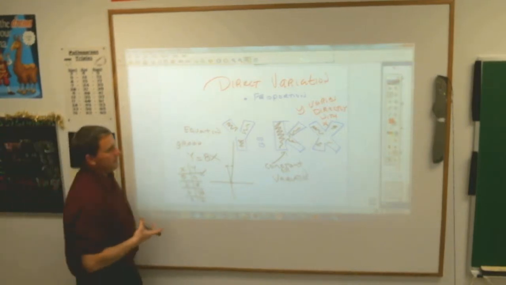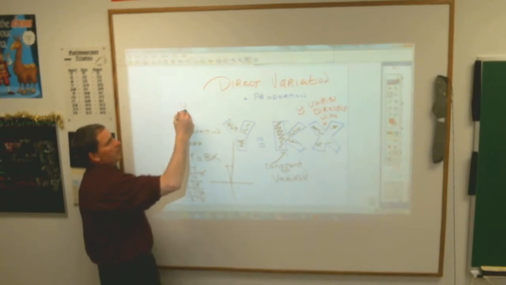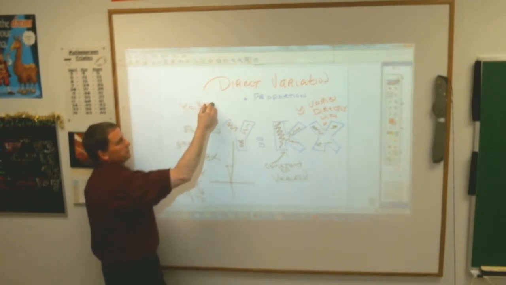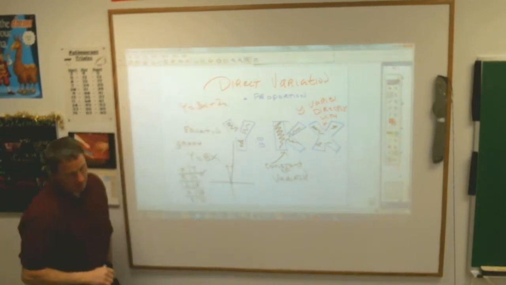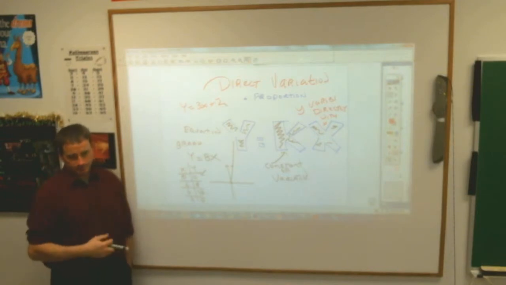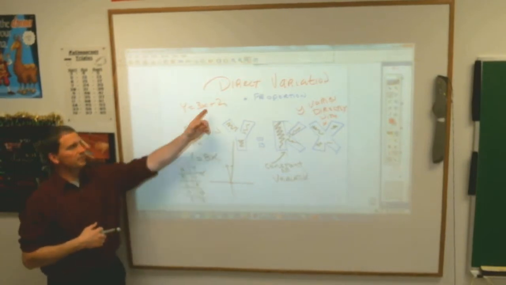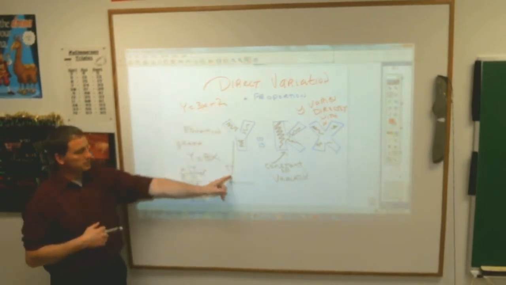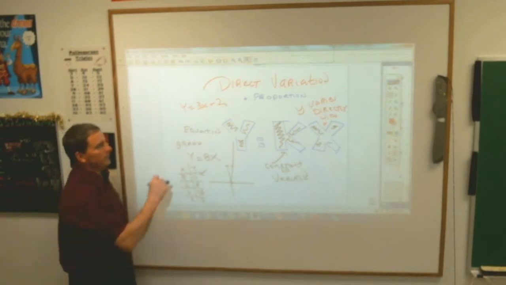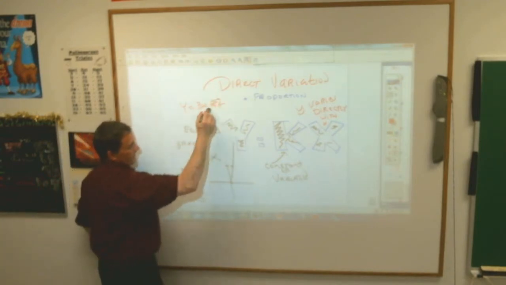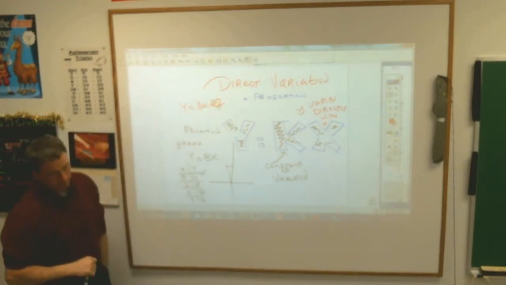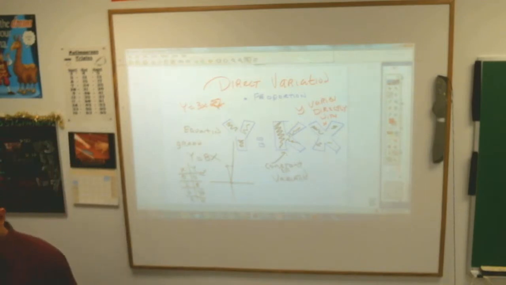Now note, this could not be direct variation if you had Y equals 3X plus 2. Why can that not be direct variation? Because of its y-intercept. It won't go through the origin ever, because the y-intercept is 2. Unless it's plus 0.